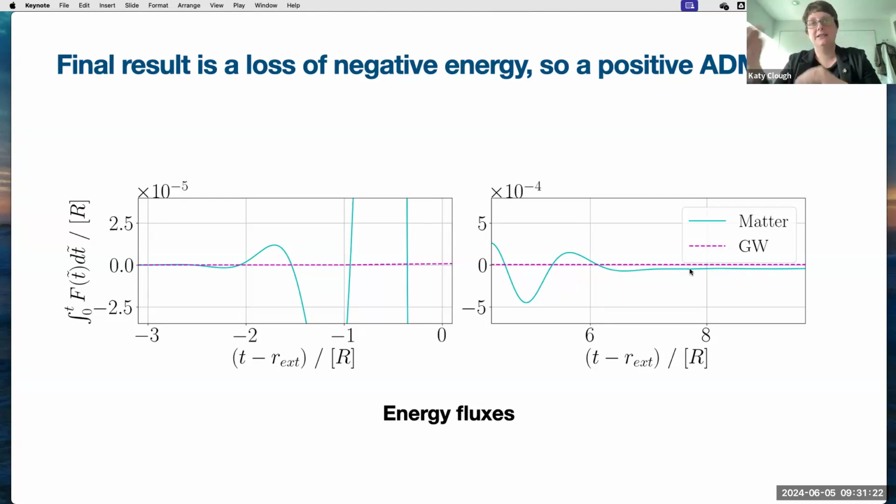The matter overall has radiated a negative amount of energy. And the gravitational wave is overall positive, but it's tiny compared to the matter radiation. So if you've radiated totally a negative energy, that means that your energy has increased in that volume. So we actually go from 0 ADM mass to a slightly small positive ADM mass. So we don't actually go to negative ADM masses, which I found quite interesting.